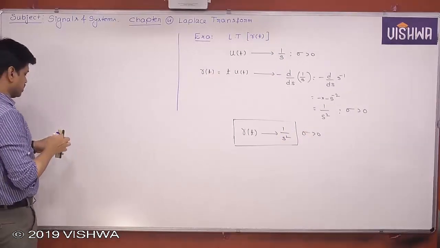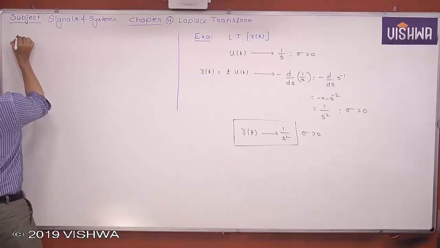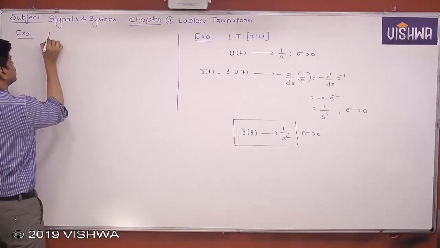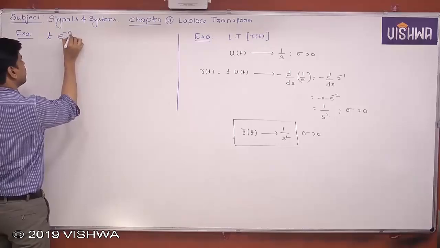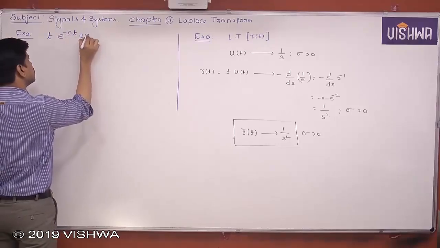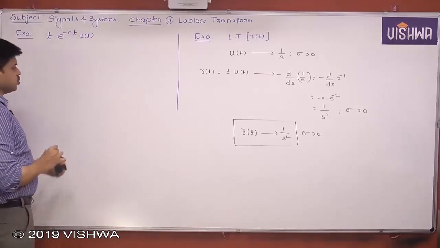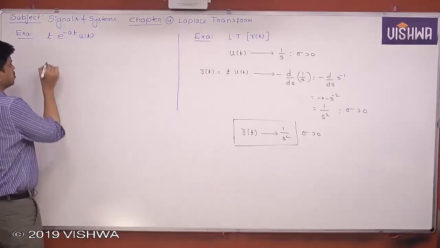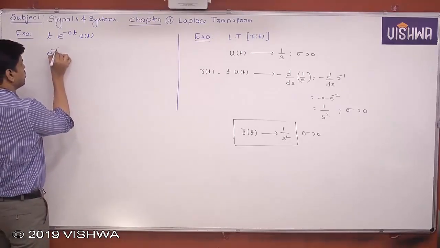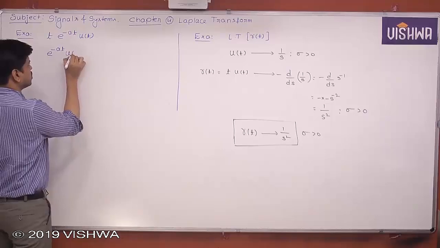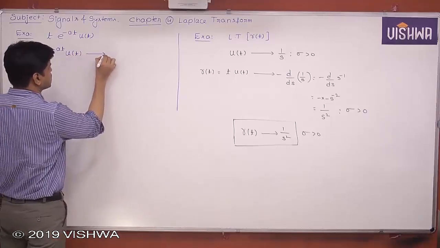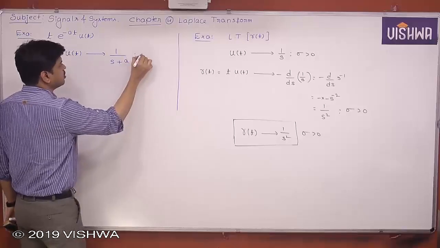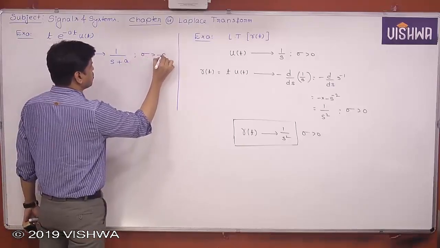Laplace transform of this function, try. t e power minus at u of t. For this function, what is the Laplace transform? Let's see. First we know e power minus at u of t. For this function, we know what is the Laplace transform. What is that? 1 by s plus a with sigma greater than minus a.